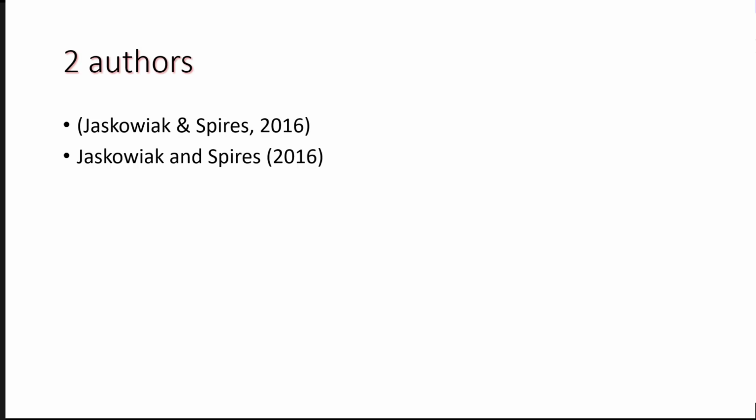Let's now look at the format for two authors. It's the same as the first, except you use the ampersand, the symbol for "and," between the last names of the first and second author. The difference between the parenthetical and the narrative is still the same.